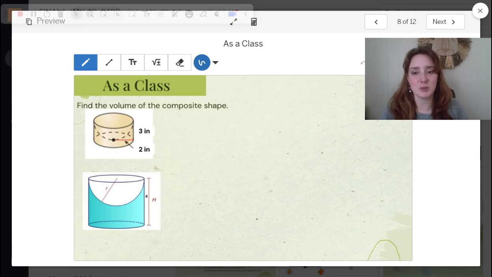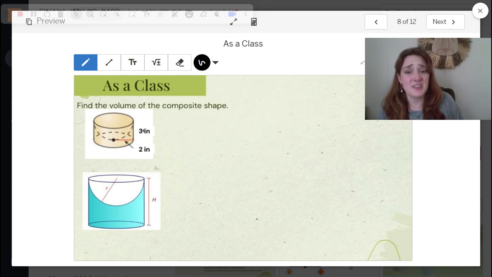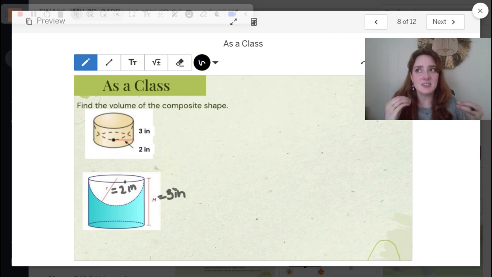So I got a second visual to show us this, and we can update this second visual. The height is given. The height is 3 inches. And the radius is given also, it's 2 inches. Because this topic is composite shapes, we should start by identifying what the shapes are that are given here.